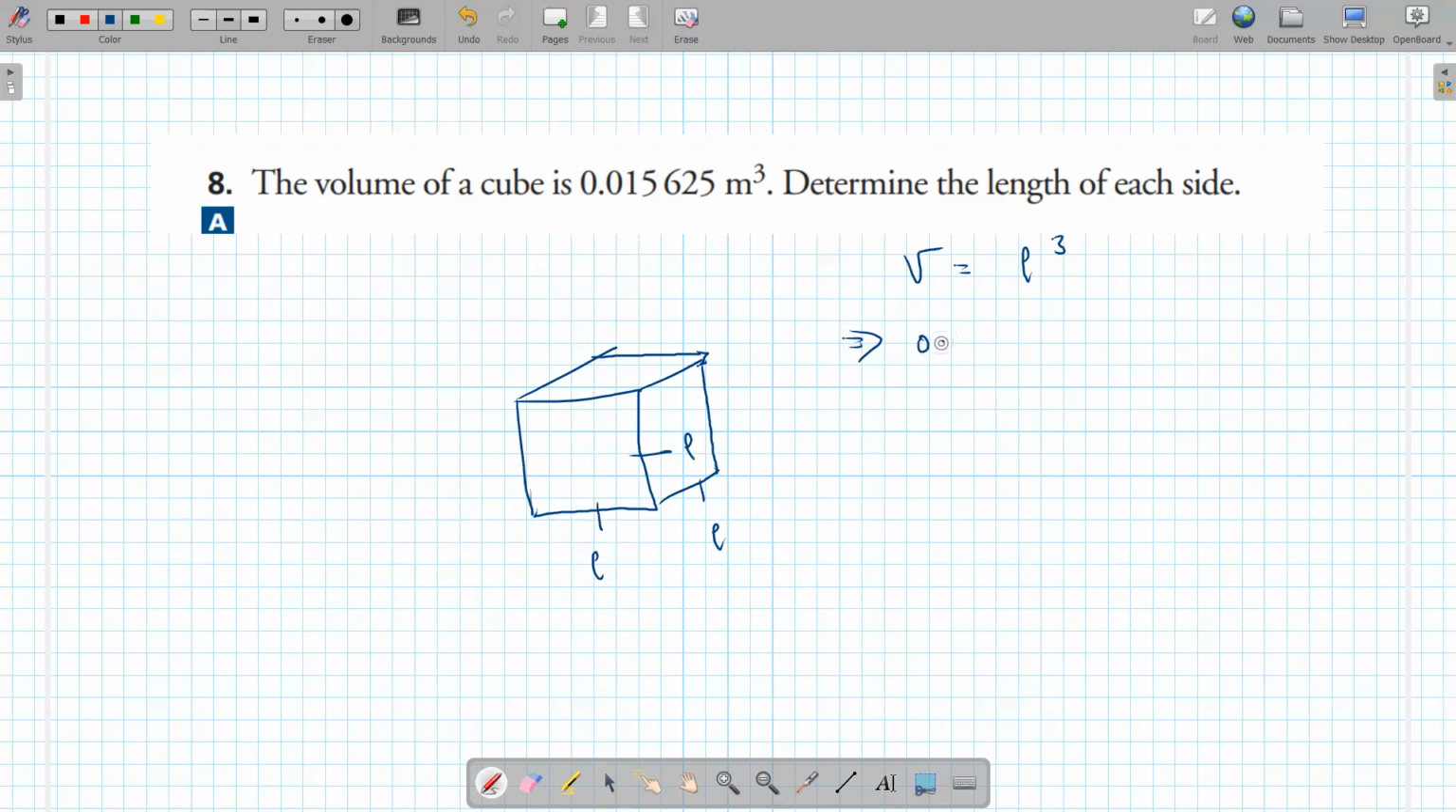So it's going to be 0.015625. That's the volume equals L cubed. How do you solve this for L? You cube root. So it's going to be 0.015625 to the power of 1 divided by 3. It's 0.25. What's the unit of length? It would just be meters. Yes, and that's the answer.